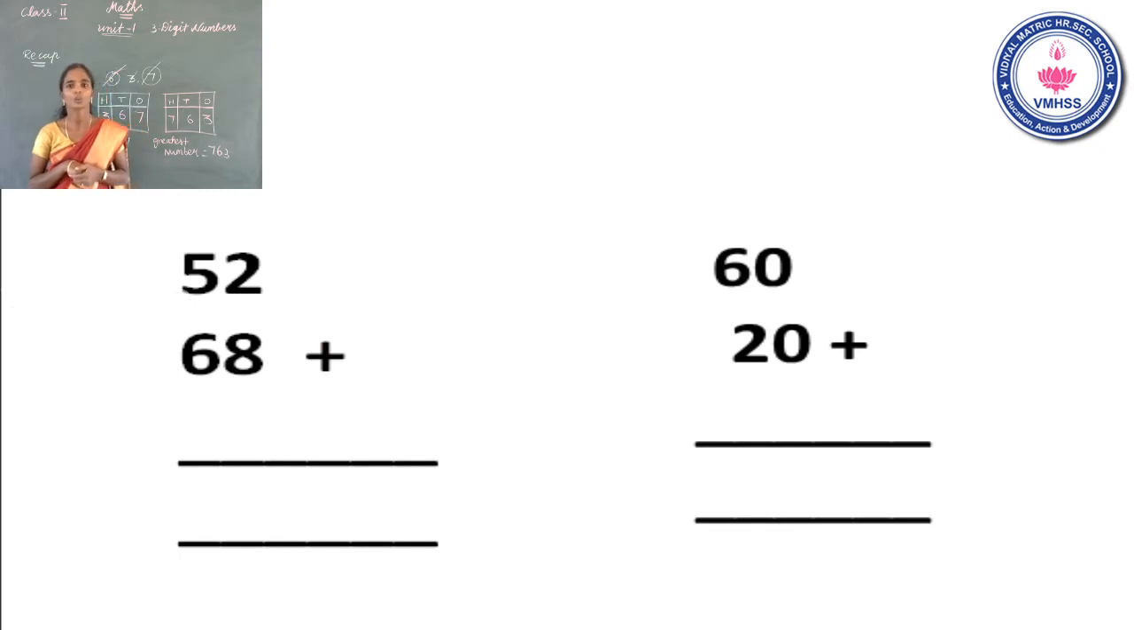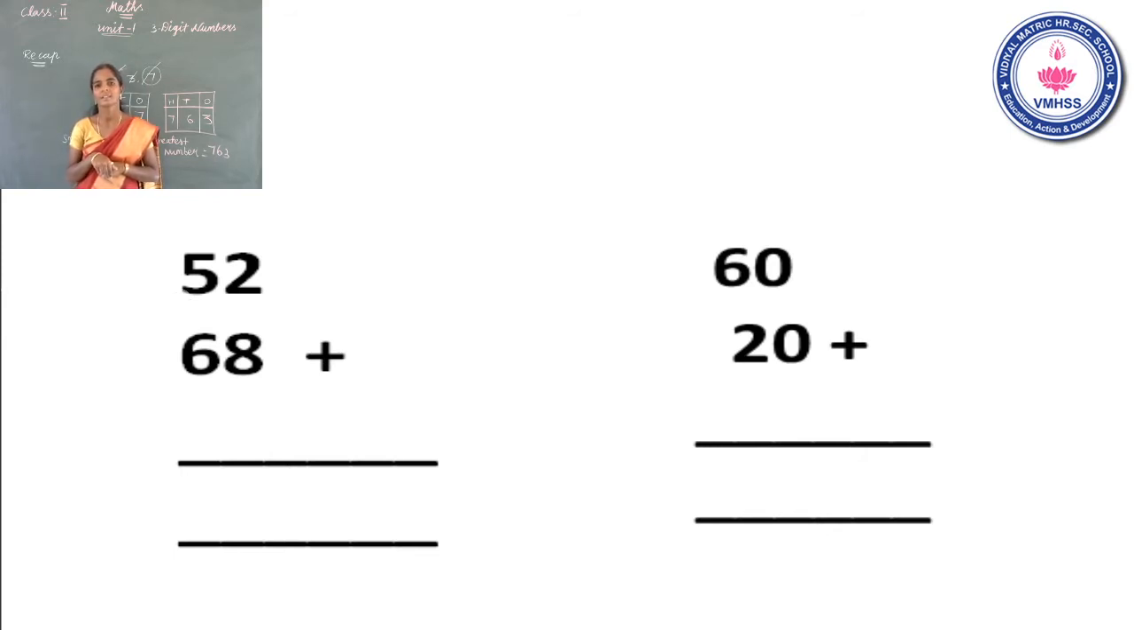Children, there are 2 sums given. The first sum is 52 plus 68. The second sum is 60 plus 20. Children, listen. Which sum will be easier to solve? First one or second one? Very good, the second one. So the second one will be easier to solve.